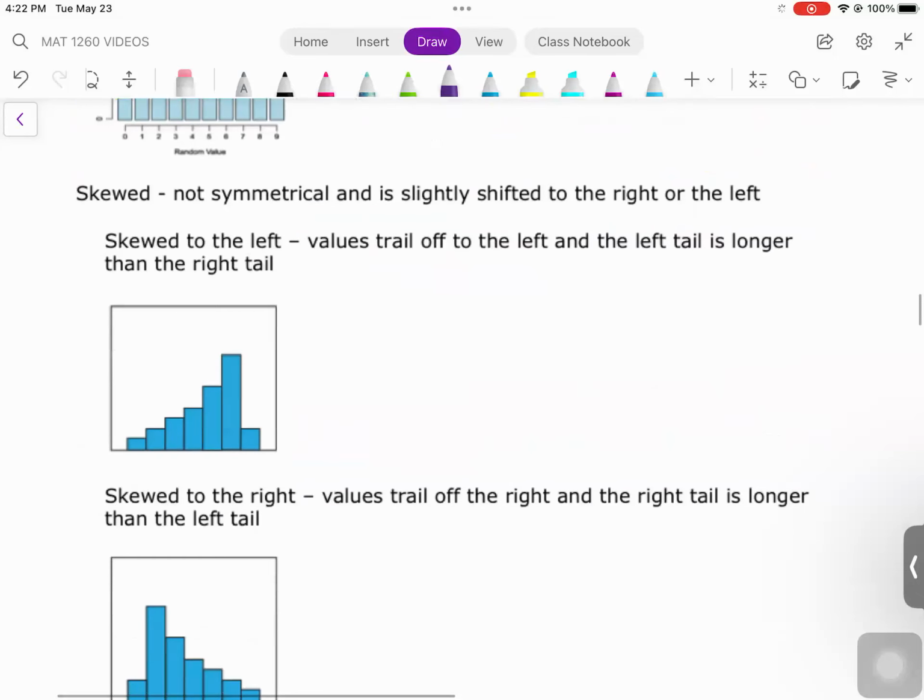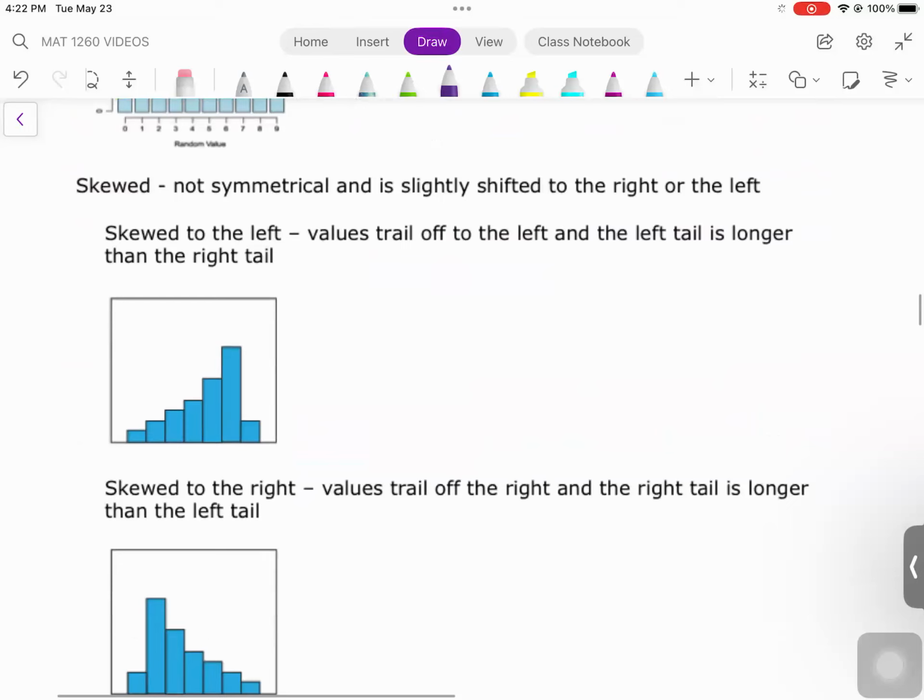We also have skewed distributions. So skewed distributions are not symmetric. They're slightly shifted left or right. So we have skewed to the left and skewed to the right. Now the direction that we have our skew is the side that has the tail. So in this first graph, we can see that we have our tail over here to the left. And the second graph, we can see that tail over to the right. So that's a good way to remember the direction of your skew.